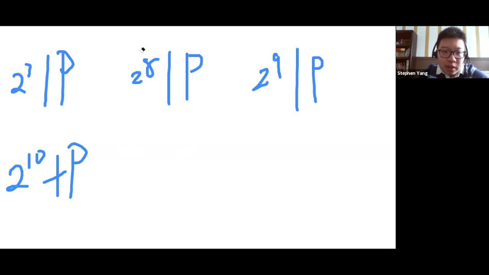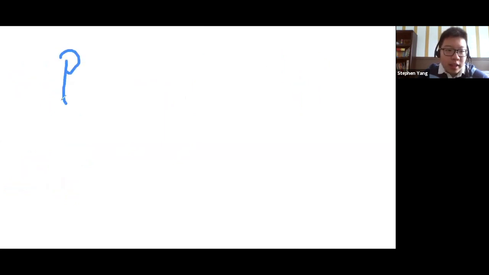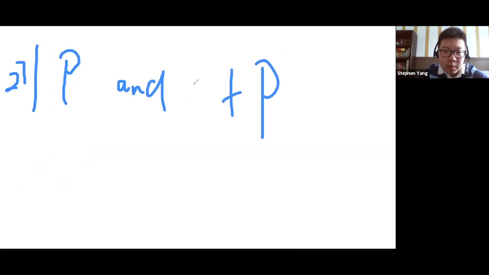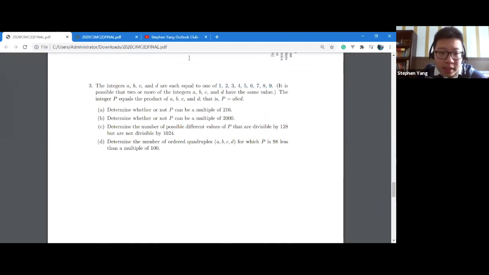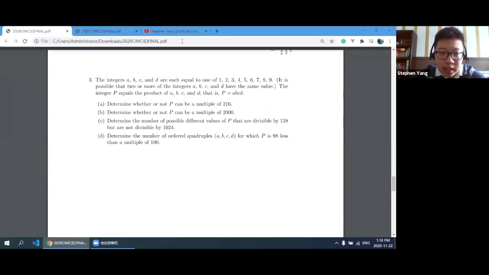Okay, so the first case is p is divisible by 2 to the 7th power, and p is not divisible by 2 to the 8th power. Looking back at the question, a, b, c, d could be 1 through 9, which means the most power of 2 in any single digit is 8.